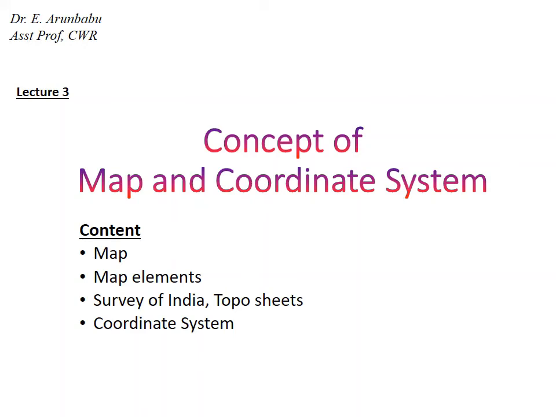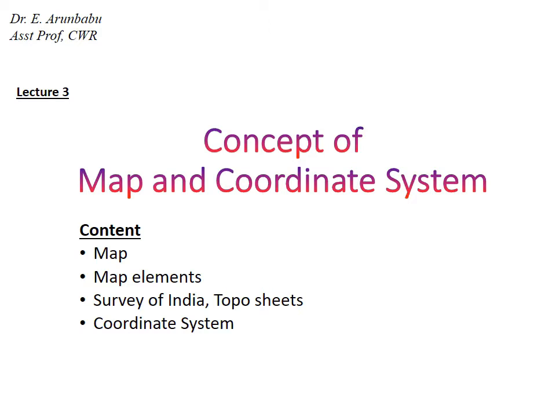Hi, this presentation is about the concept of map and coordinate system. All geographic information systems are the computer representation of the real world. So the real world features form the data for this GIS system. In cartographic models, globes and maps are the primary tools used for the representation of this spatial data.